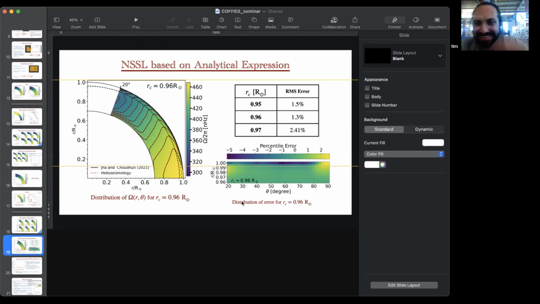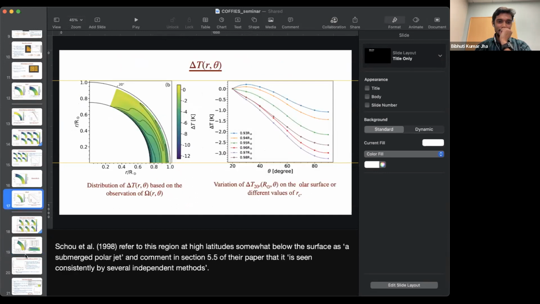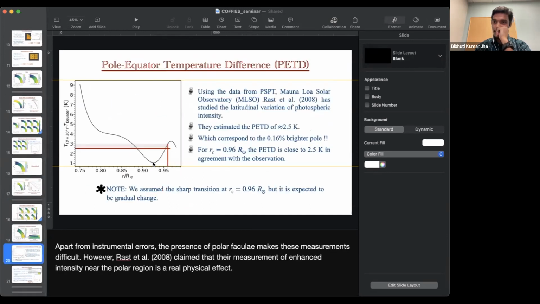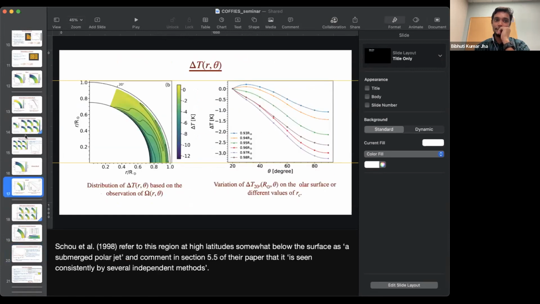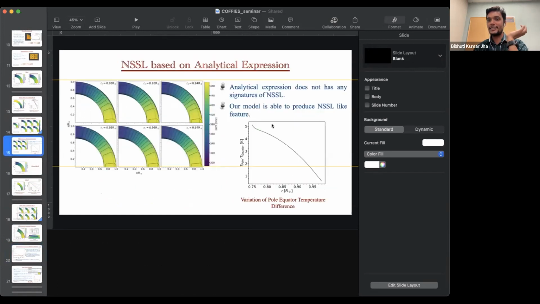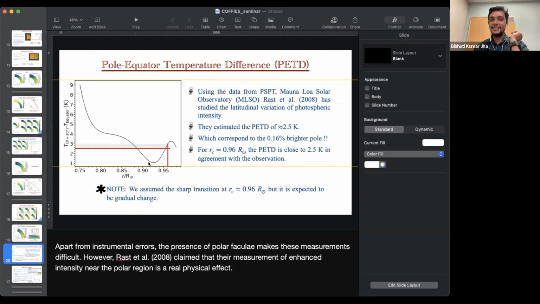Where did you, who brought this submerged polar jet to your attention? So actually, we have spent a lot of time looking at this particular dip. Oh, that dip. Okay. Yes. When we saw this plot, it was not monotonically decreasing as we were expecting. But this dip made us look for what the possible reason for that could be.